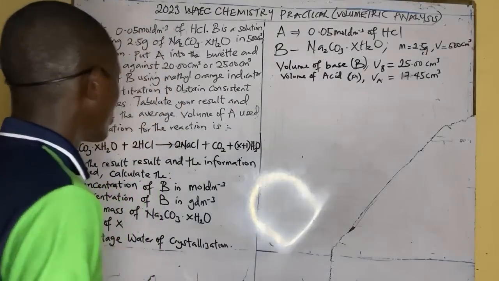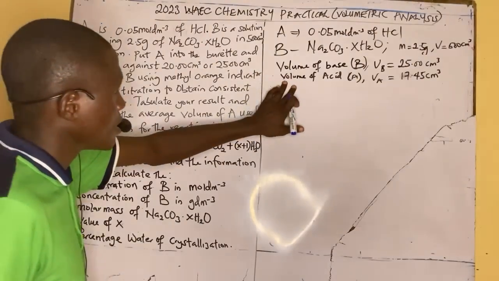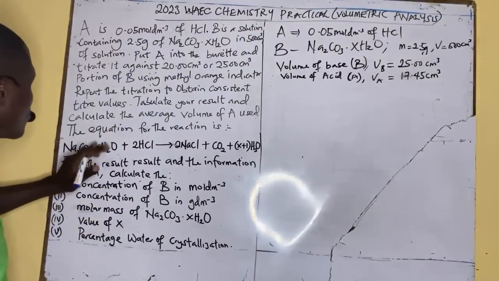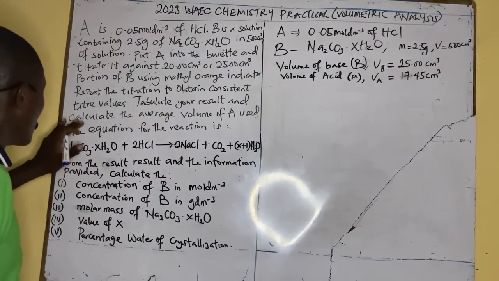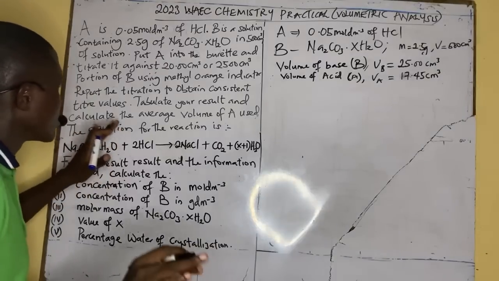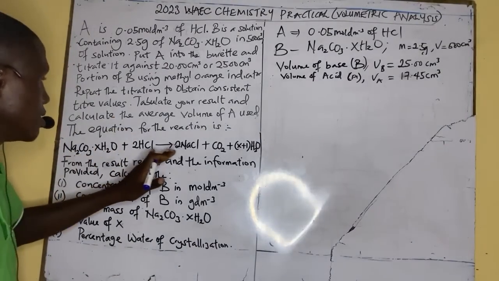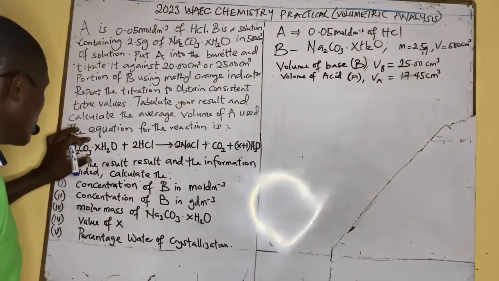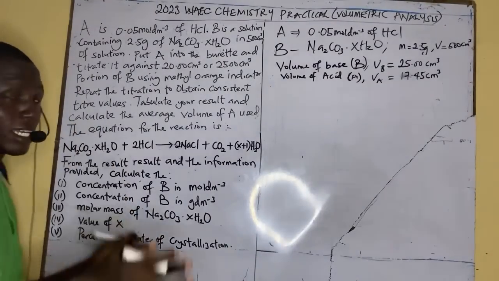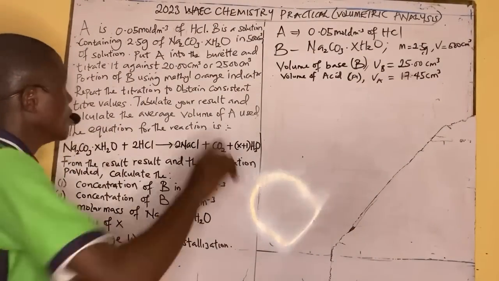Now let's go back to our questions. We have this information from the question. We are told to tabulate your result, you have done that. Calculate the average volume of A used, you have done that. The equation for the reaction is this. We are given B. This is B, always note that. It doesn't matter the way they arrange it, just know which one is A and which one is B. That is the most important thing from the question.